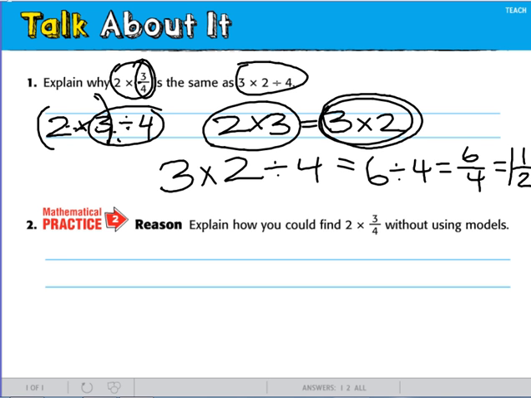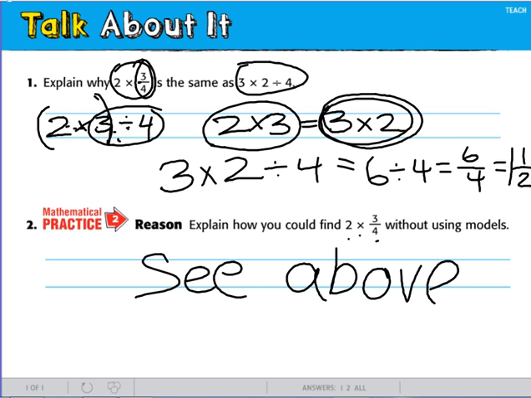Now, down here. Explain how you could find 2 times 3/4 without using models. See above. The same thing. 2 times 3 divided by 4. 3 times 2 divided by 4. I just showed you 2 different ways you can do it.